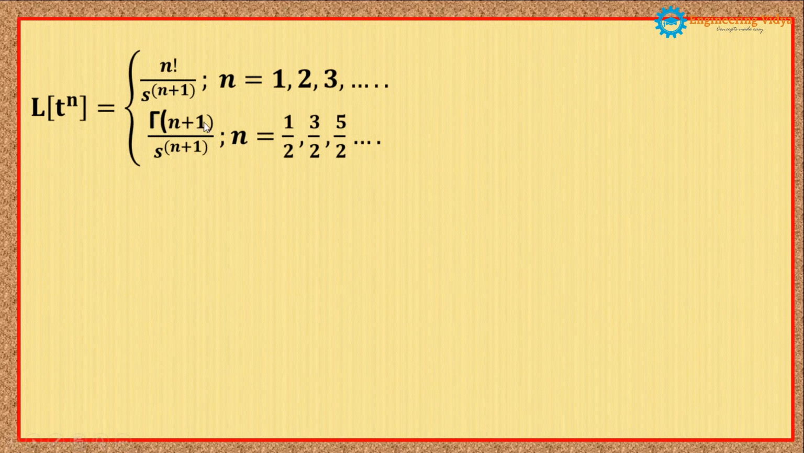Gamma of n plus 1 upon s power of n plus 1. I hope this is understood to you, right? In the Laplace transform of t raised to n, two different cases will exist. This is case number 1 and this is case number 2, and they depend on the value of n.